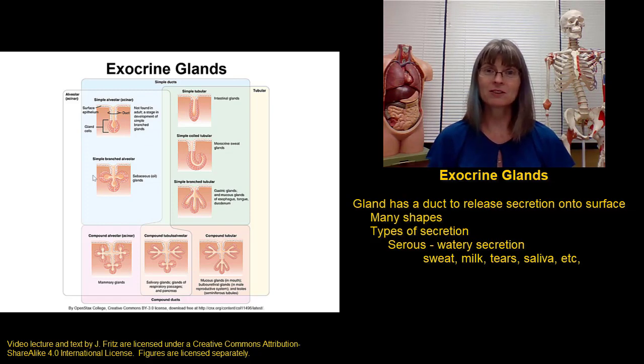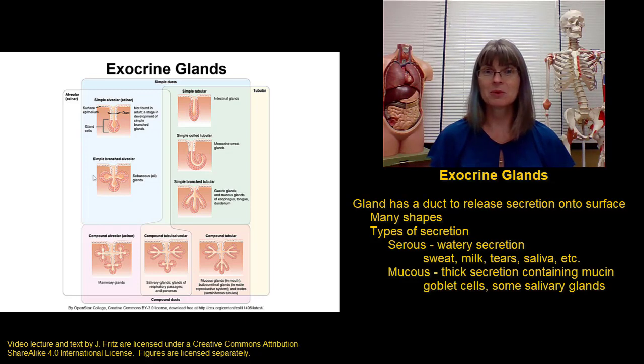The second type of exocrine gland secretion is a mucus secretion. A mucus secretion is a thick secretion that contains the protein mucin. Goblet cells are an example of cells that can release a mucus secretion. We also have cells that can release a mucus secretion in the salivary glands.